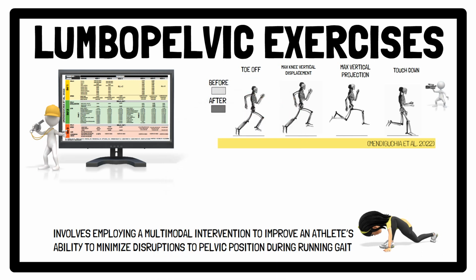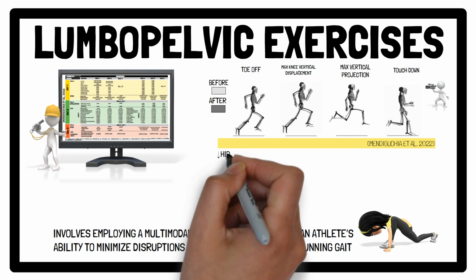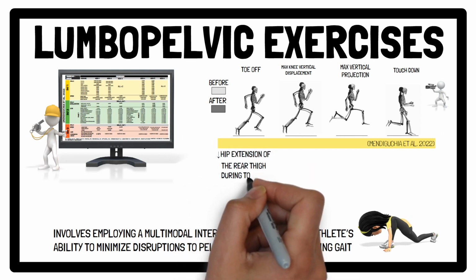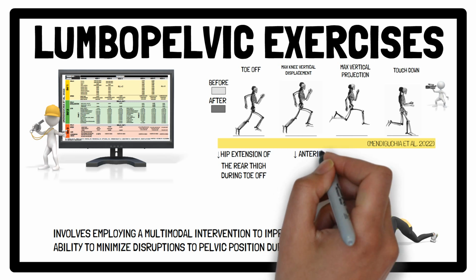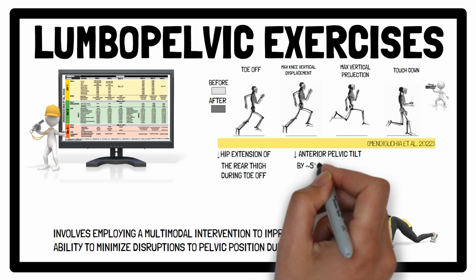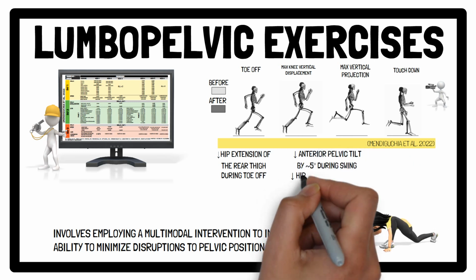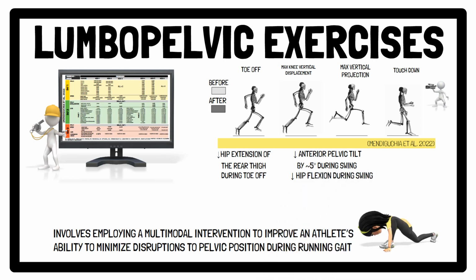training. This type of training resulted in reduced hip extension of the rear thigh during toe-off, reduced anterior pelvic tilt by approximately 5 degrees during swing, as well as less hip flexion during swing. These changes in kinematics theoretically reduce the strain imposed upon hamstrings during running. Although this study did not report changes in knee moments following the training intervention, the observed changes in the pelvic position would result in smaller hamstring length changes during sprinting, imposing less strain upon the muscle group.